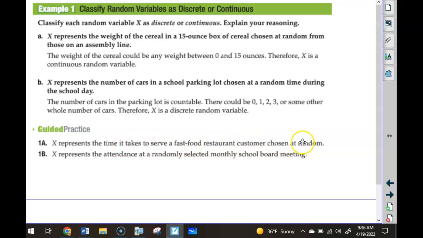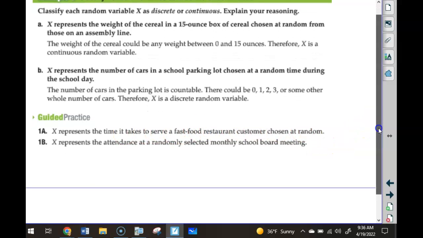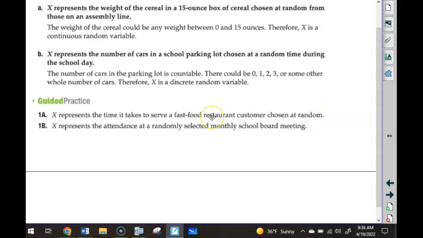Time it takes to serve fast food. Anybody ever worked in fast food? Do they only go to the nearest minute? No. The little clock is counting seconds, right? So that would be a continuous measurement. It's not only measured in a certain unit. It can be broken down into smaller and smaller units. Random attendance at a school board meeting. Well, if you're counting attendance, it's going to be a whole number of people, so that is a discrete variable.